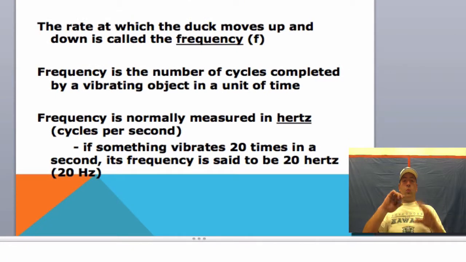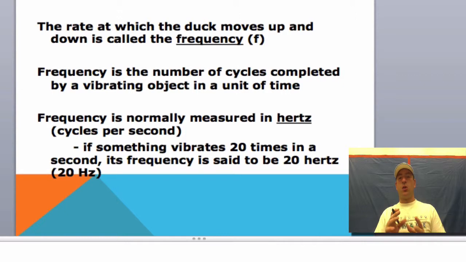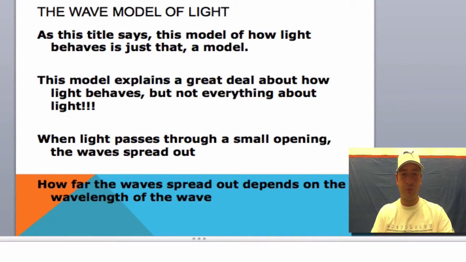The rate at which the duck moves up and down is what we call the frequency. That's basically the number of cycles by a vibrating object in a unit of time. Frequency is normally measured in hertz or cycles per second. So if I was to say something vibrates 20 times in a second, I would say its frequency is 20 hertz.